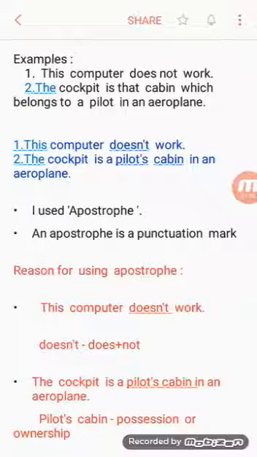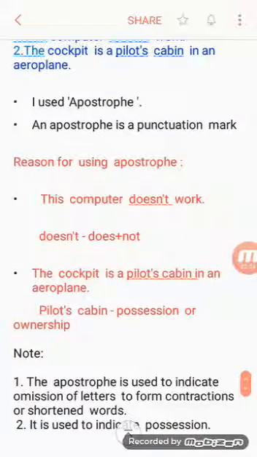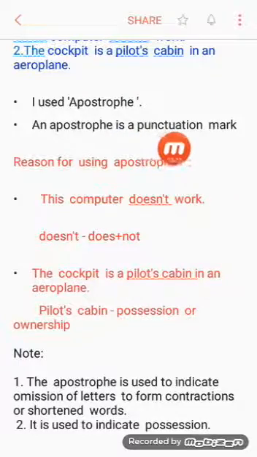So what is this apostrophe? Why do we use it? This apostrophe is a punctuation mark like other marks in English. Like you use a full stop at the end of each simple sentence. In interrogative sentences you use a question mark. In exclamatory sentences, what do you use? Sign of exclamation. So similarly, apostrophe is also a type of punctuation mark.